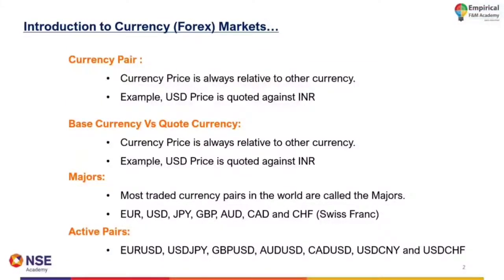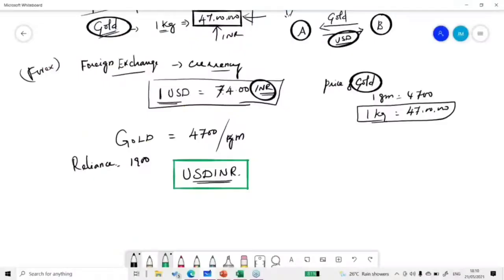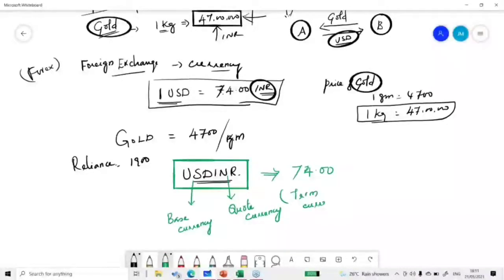Now there are two terminologies which you are going to use. One is called the base currency, which is nothing but the product which we are going to buy. The other one we call the quote currency. When I say quote currency, this is the one which I'm going to pay, or we call it the other term currency. For convenience, 1 US dollar in terms of rupees is 74. And that's how the price is being quoted.